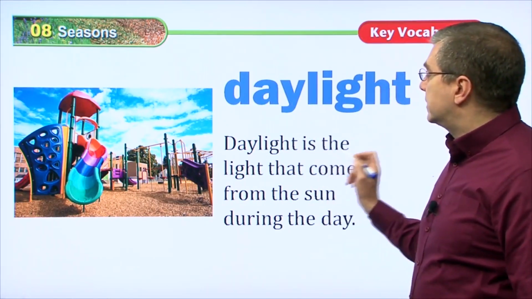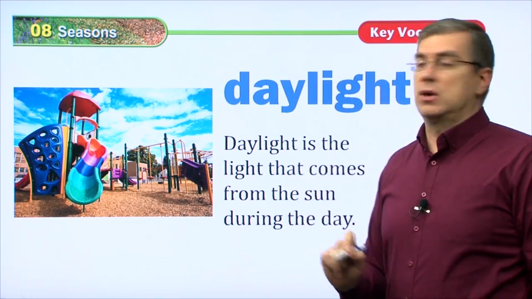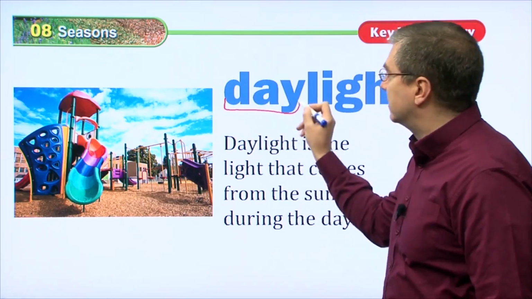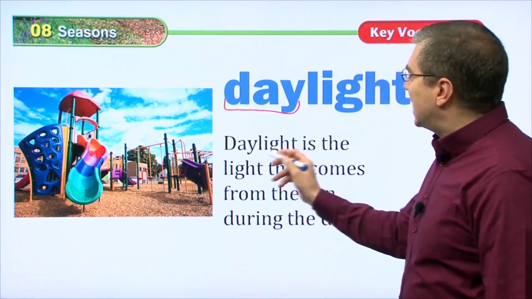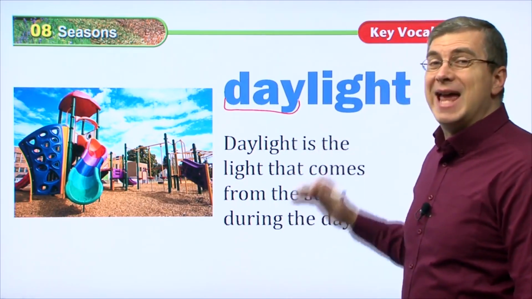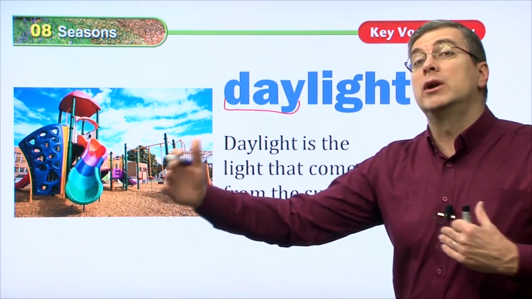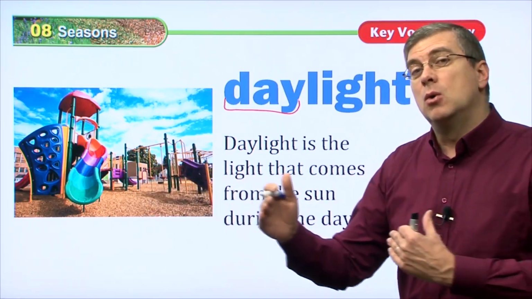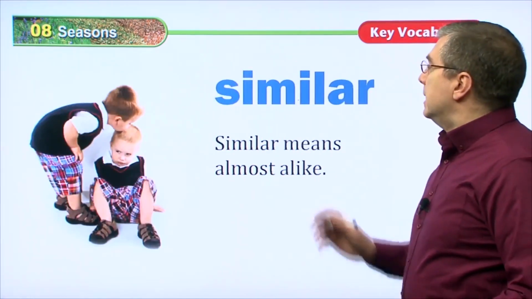Daylight is the light that comes from the sun during the day, of course, because it's daylight. We don't call it night light, right? We call it daylight. So daylight is the light that comes from the sun during the day. And like I said before, in the summertime, we have more daylight. In the wintertime, we have less daylight. That's important to remember.